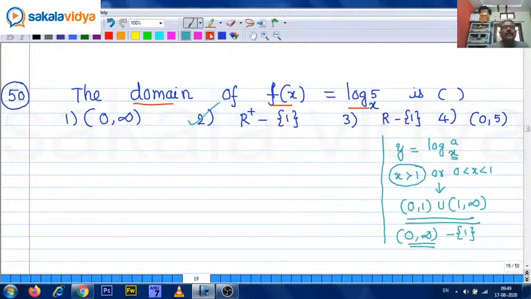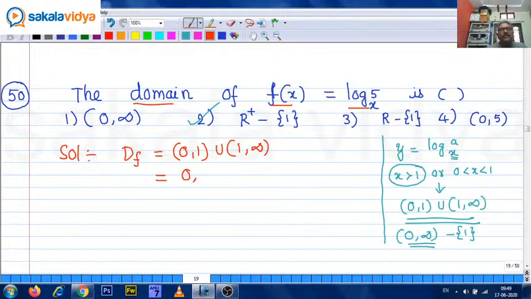So now write down here, domain of f. Domain of f is equal to 0 comma 1 union 1 to infinity. This is also a correct answer. Sometimes this answer may be there, sometimes this answer may be there: 0 comma infinity minus only one element. 0 comma infinity is nothing but the set of positive real numbers minus 1. So here we have the answer 2. The second option is the right option.